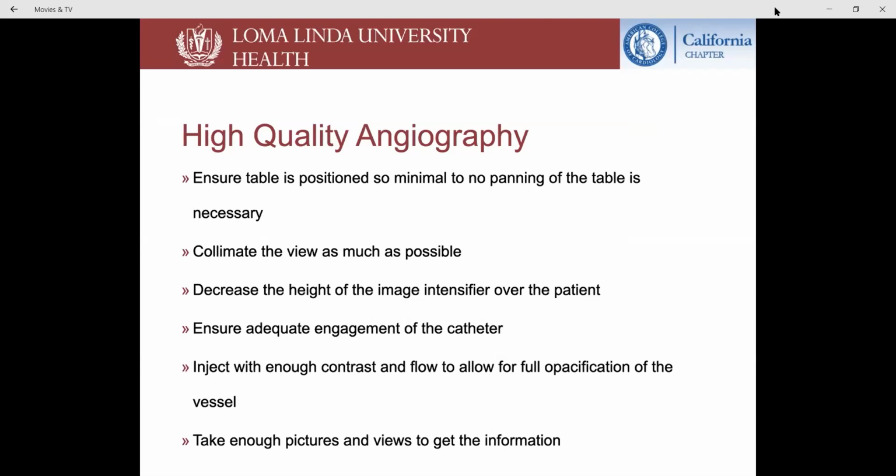And then you want to inject enough contrast and flow to allow for full opacification of the vessel to avoid streaming. Because if you've got streaming and poor injection of the artery, it can be really hard to assess some intermediate lesions because it can look worse with streaming than it actually is. And you want to take enough pictures and views to get the information you need. So if you do the initial 4 pictures and there's a question, you may need to take modified views like an AP cranial view, so just straight up towards the head, the cowboy view, or AP caudal, to try to get a better view of what you're trying to look for.